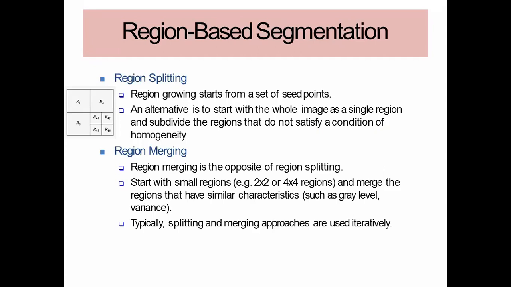Now, region splitting. How does the image get split into small regions? You can see R1, R2, R3. Then R4 has been divided again into R41, R42, R43, and R44.